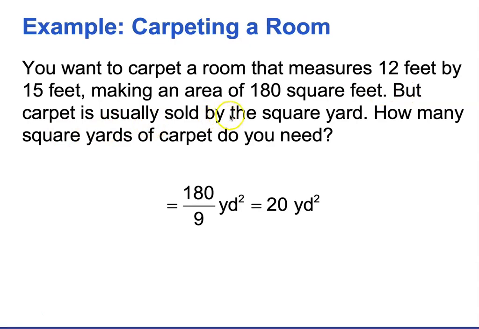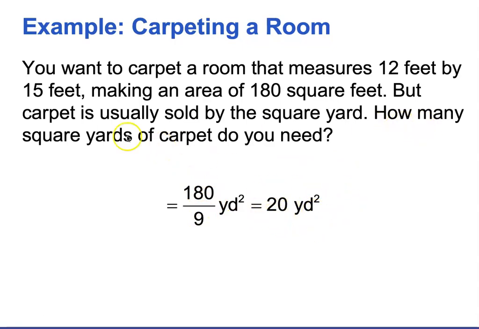But carpet is usually sold by the square yard. How many square yards of carpet do you need? Okay, well, back a while ago in the previous slide, we actually said feet squared is how many yards? 1 yard squared is 9 feet squared. So since we have 180 square feet, we have to divide that by 9 to give us yards squared. So 180 divided by 9. So we have 20 yards squared.